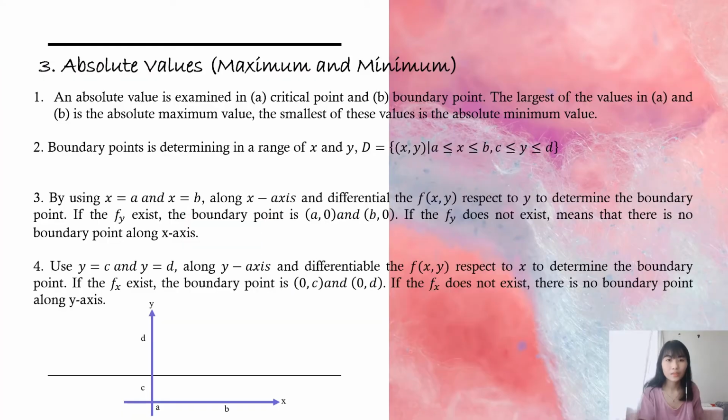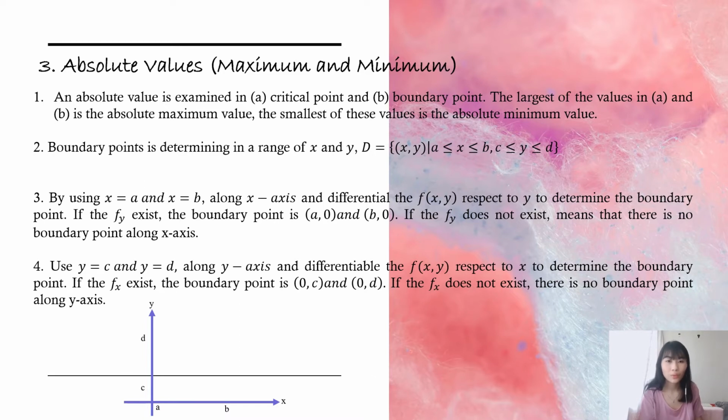The last step is absolute value. An absolute value is determined at the critical points and boundary points. The largest of these values at the critical and boundary points is the absolute maximum value. The smaller of these values is the absolute minimum value. Boundary points are determined in a range of x and y.